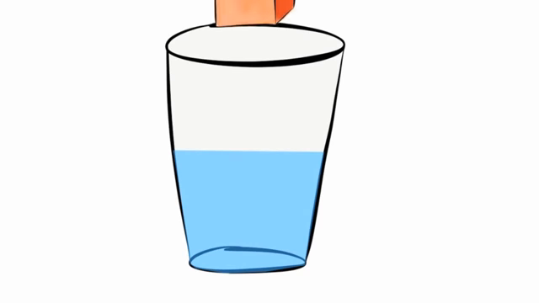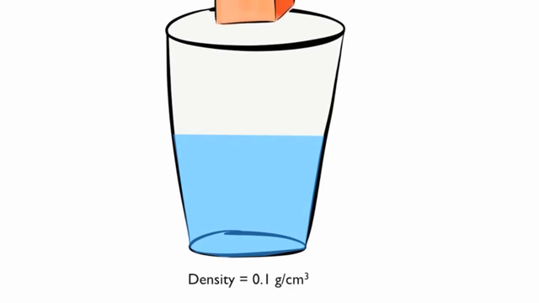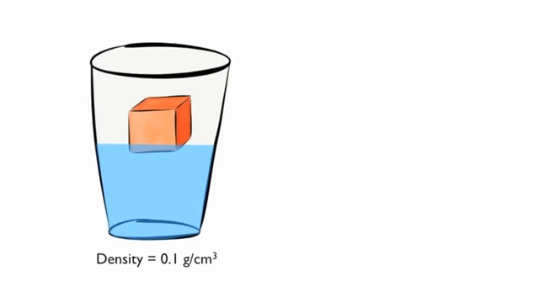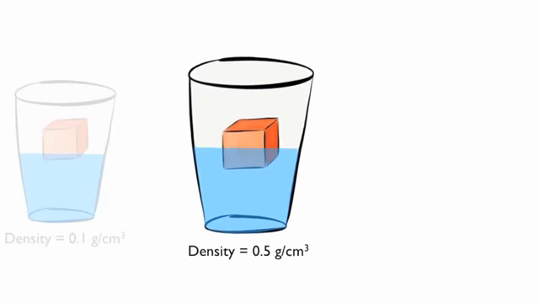Objects with a density greater than 1 will sink when placed in water. Objects with a density of less than 1 will float when placed in water. If a block has a density of 0.1, it will float because its density is less than 1. Another block with a density of 0.5 will also float because its density is less than 1.